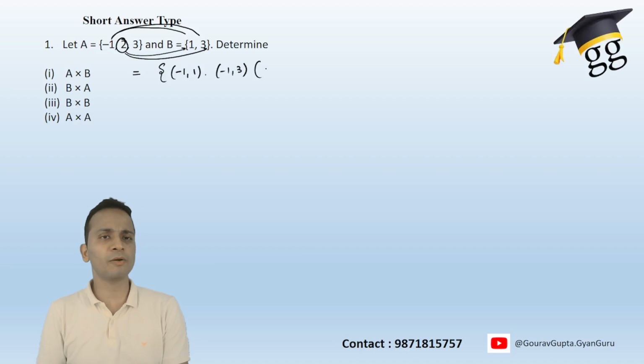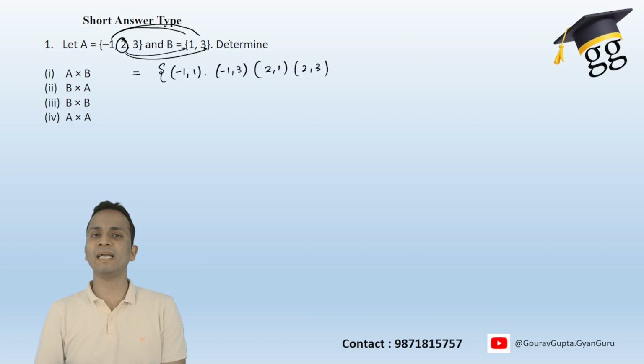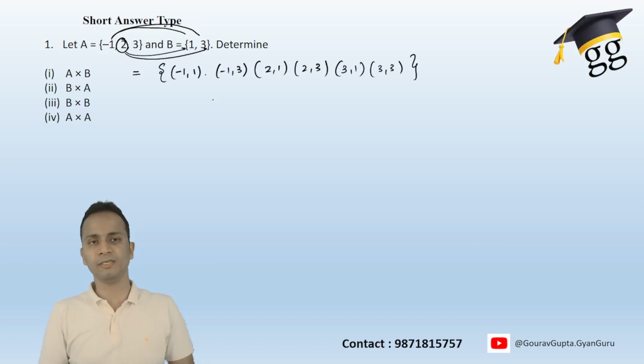So the next ordered pairs will be (2, 1) and then (2, 3), right? And finally, what you need to do is take the last element of set A, which is 3, and pair it up with 1 and 3. So (3, 1) and (3, 3). So this is the Cartesian product A cross B, right?